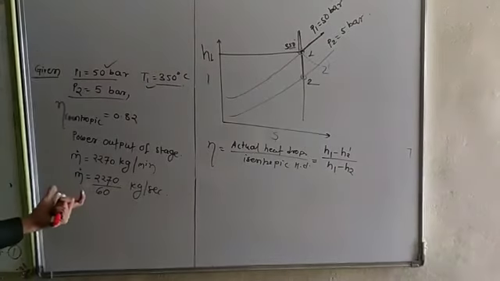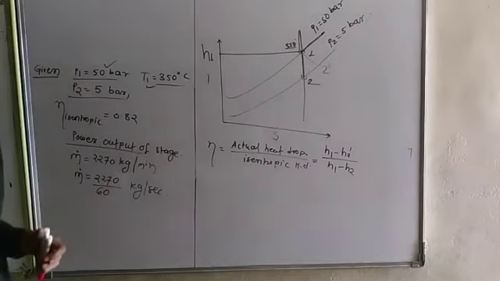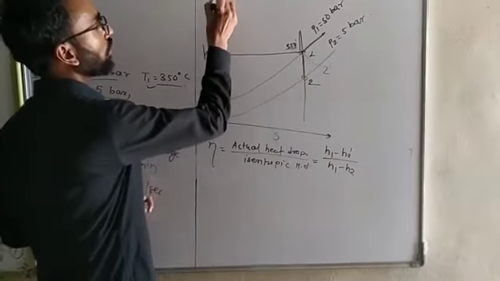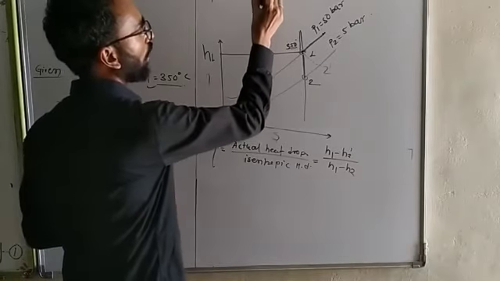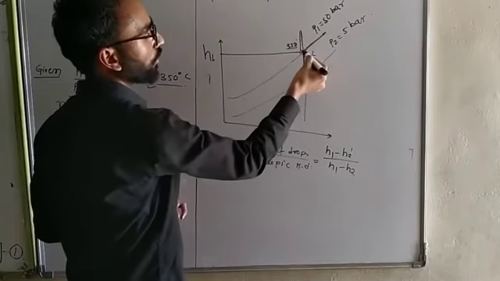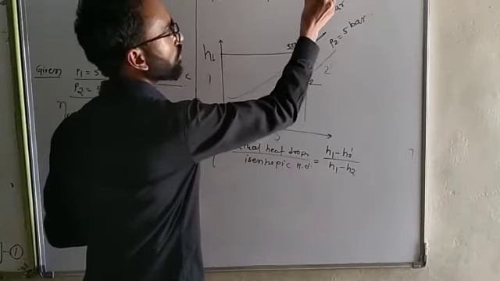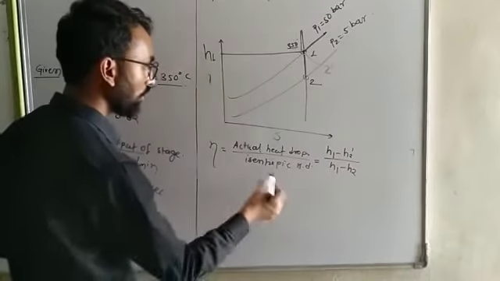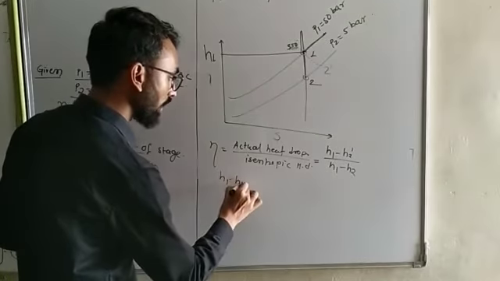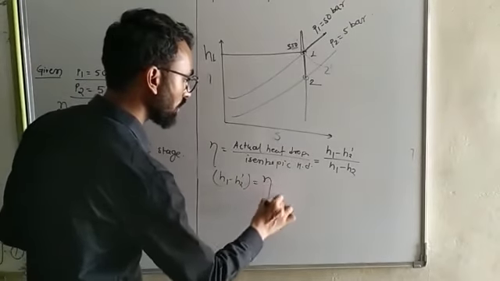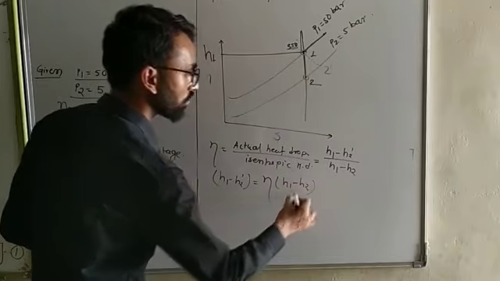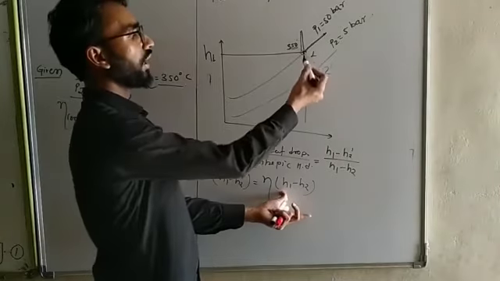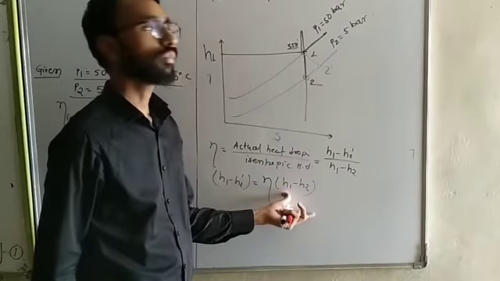Now find out the power output of the stage. The stage 1 to 2 is the power output. What is the power output? The power output is equal to the mass flow rate into the enthalpy drop of this stage, which is H1 minus H2 dot. Now you can find the value of H1 minus H2 dot, which is equal to the efficiency times H1 minus H2. You can calculate the enthalpy at point 1 and enthalpy at point 2 by using the Mollier chart.